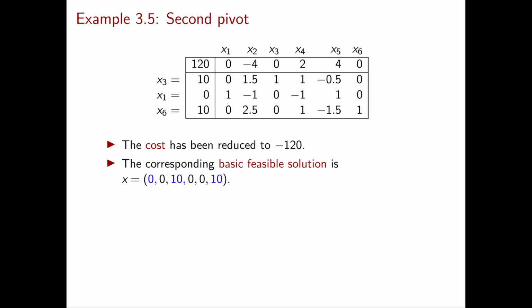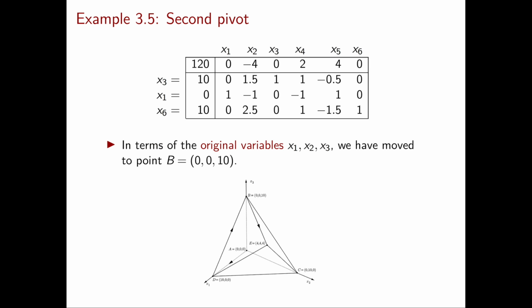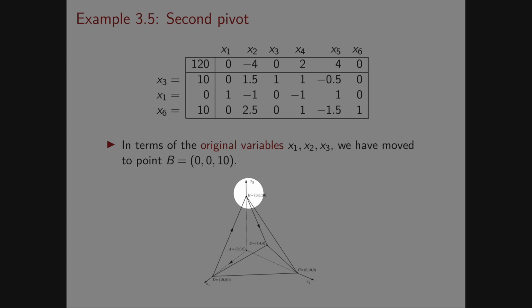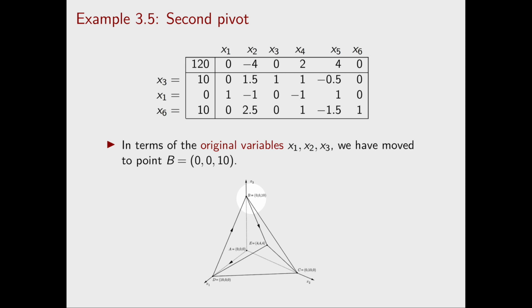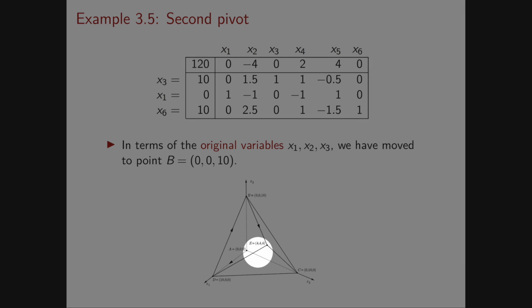Here it is. We can again interpret this basic feasible solution in the original three-dimensional problem. Dropping the slack variables, we obtain (0, 0, 10). So we have now moved to the point B. To recap, we started from A, moved to D, and now we move to B. From the picture, we know that we're not yet optimal, because our optimal solution is E.